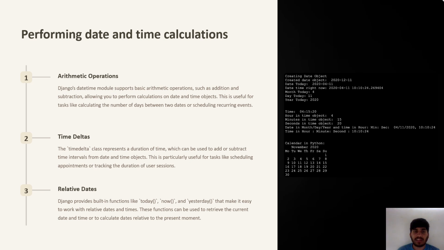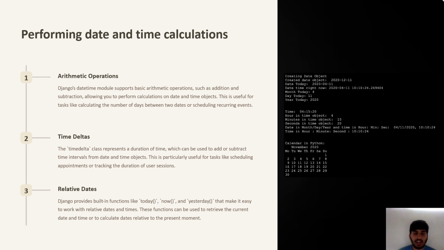Performing date and time calculations. Arithmetic operations. Django's date and time module supports basic arithmetic operations such as addition and subtraction, allowing you to perform calculations on date and time objects. This is useful for tasks like calculating the number of days between two dates or scheduling recurring events. Timedeltas. The timedelta class represents a duration of time, which can be used to add or subtract time intervals from date and time objects. This is particularly useful for tasks like scheduling appointments and tracking the duration of user sessions.